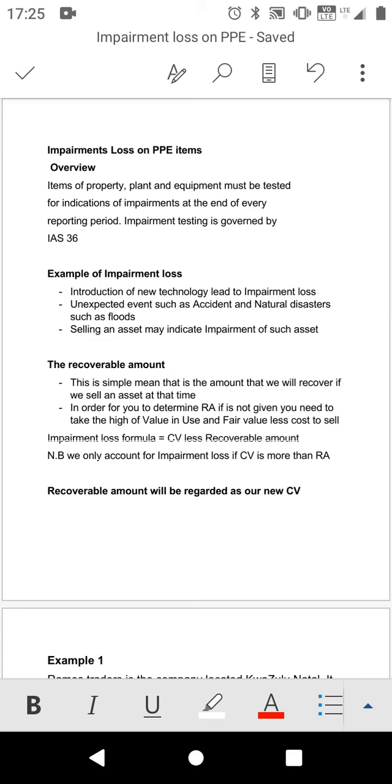Before we go to impairment loss, firstly, you have to know what depreciation is. Depreciation is a normal loss that we know is going to happen when we purchase a PPE item. Each and every month we're going to calculate depreciation. So now let's go to impairment loss. Impairment loss is an abnormal loss. This is the loss that we didn't expect. So here are some examples of impairment loss.